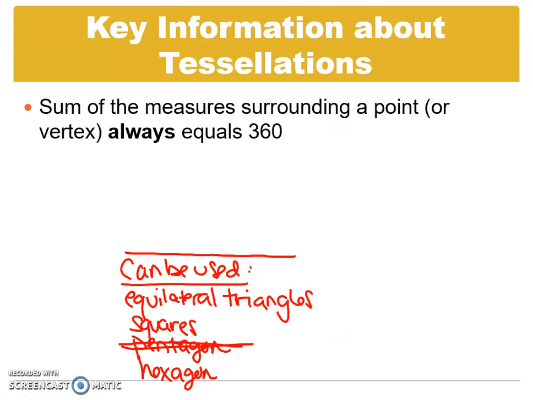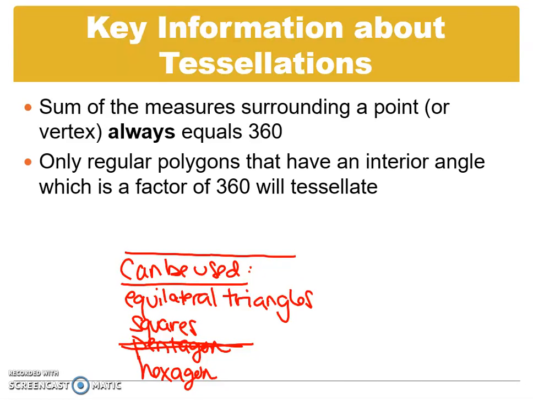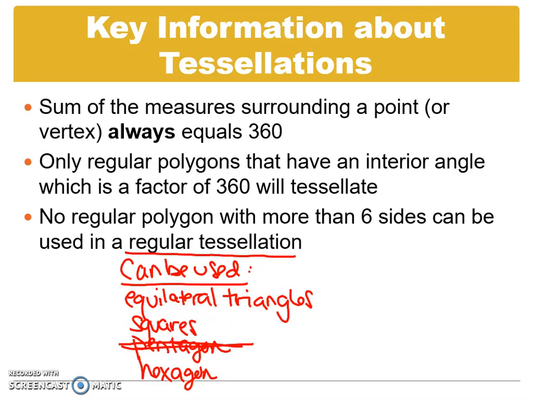Key information about tessellation. The sum of the measures surrounding a point or vertex always equals 360. Only regular polygons that have an interior angle which is a factor of 360 will tessellate. No regular polygon with more than 6 sides can be used in a regular tessellation. You can use an equilateral triangle and a square, but a pentagon you cannot use, and a hexagon you can use.